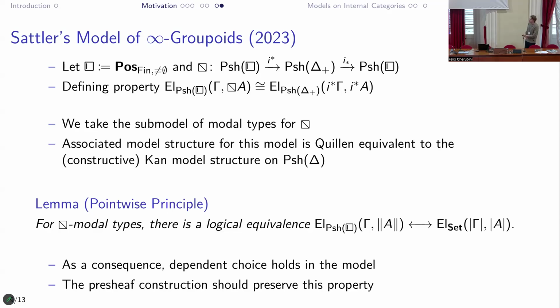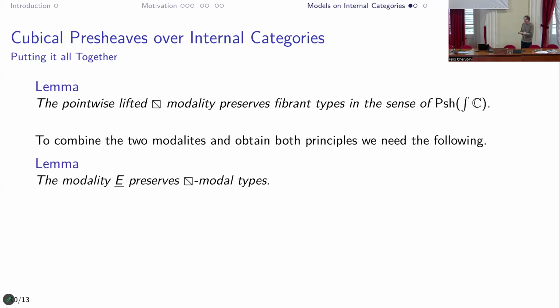So we have a good notion of cubical sets to start from. We somehow know how to build presheaf models over internal categories. Now we would like those presheaves to also somewhat inherit this principle from the cubical sets. Okay, and these are then, I guess, the main technical contributions. So first, you can lift this modality that Christian used to presheaves, essentially by post-composition. And then you have to show that it still plays well with the notion of fibrancy you have in these presheaves.